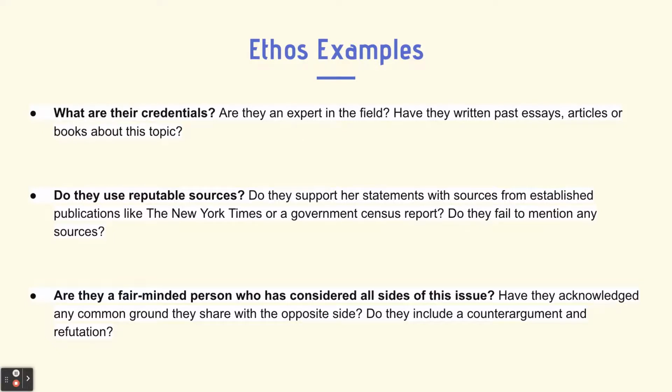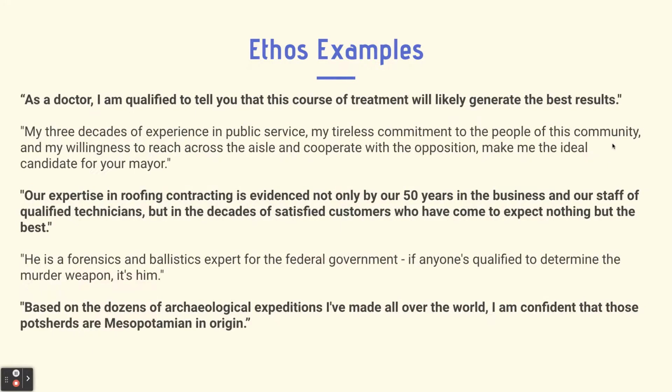And then, are they a fair minded person who has considered all sides of the issue? When you're appealing to ethos, you don't want to come off as one sided. This is where the rebuttal really comes into play. You want to mention the other side and talk about their argument, and you want to acknowledge, like, hey, they have some good points. However, they are still wrong because, and then prove them wrong with your good sources, your strong sources, and evidence. You'd never want to just ignore the other side because it makes your argument look weaker.